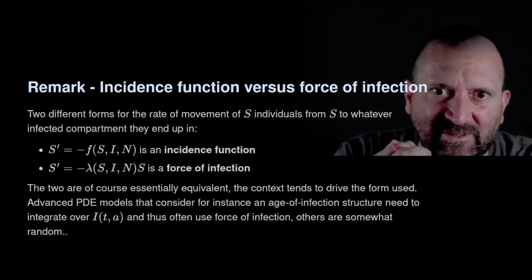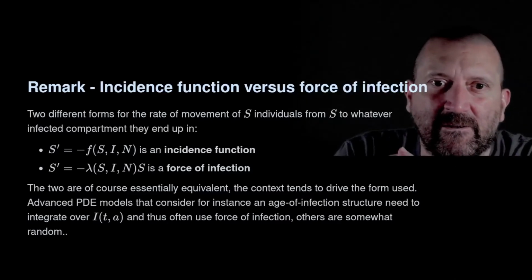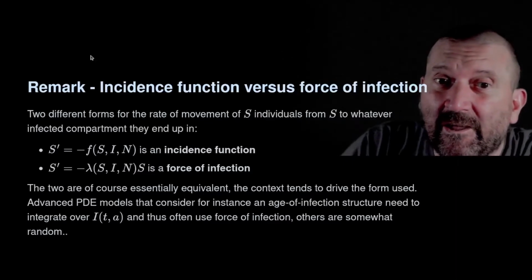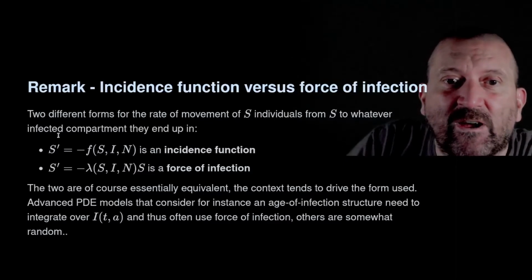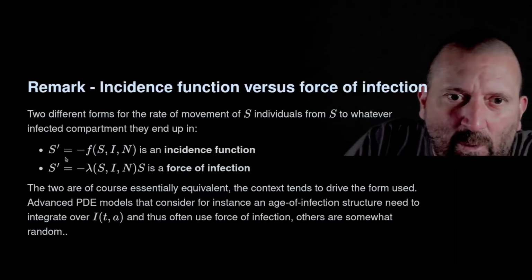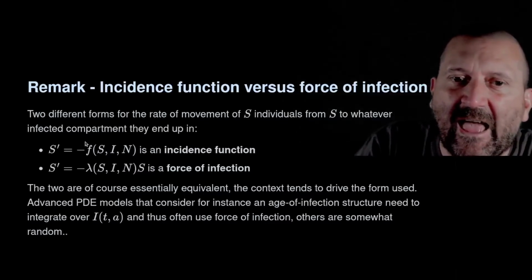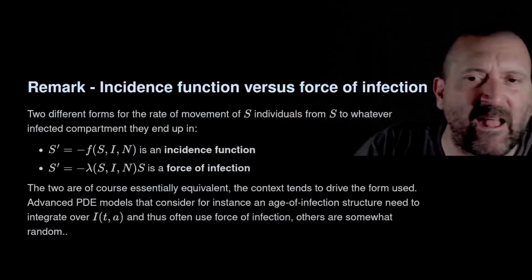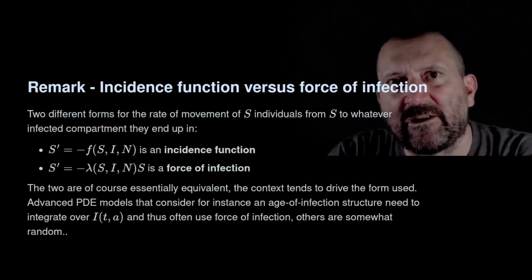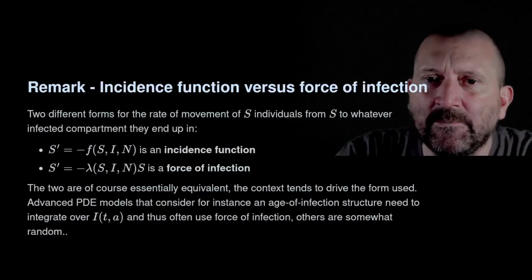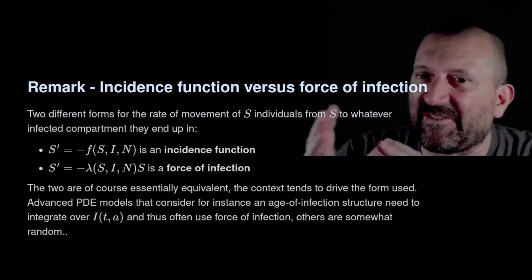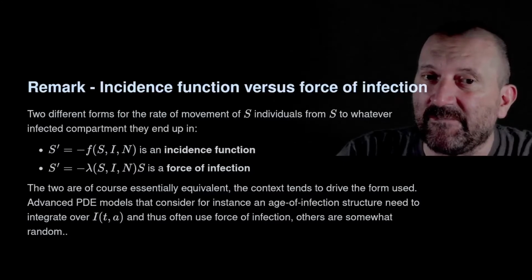But you'll also see force of infection. Let me explain briefly the difference. It's a very, very simple difference. If I have my S prime equation, and it takes this form, S prime is minus some function of S, I, potentially other variables, potentially the total population, I don't really know, but a bunch of things. This is what we call an incidence function.